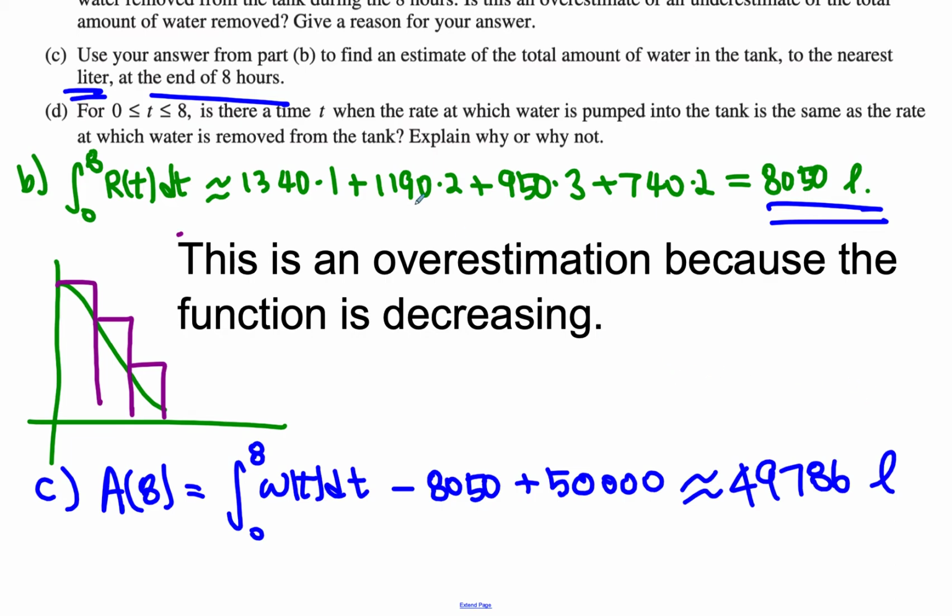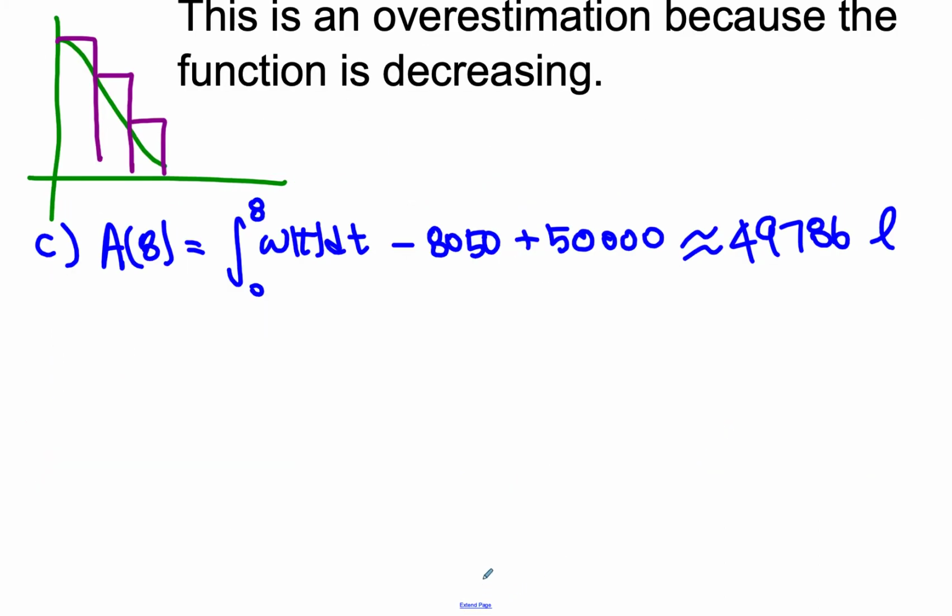Part D. Is there a time t when the rate at which water is pumped into the tank is the same as the rate at which it is removed? Wait a minute, so that means W of t is the same thing as the rate removed from the tank. The question wasn't when, but did it actually happen? So for part D, they're looking at W of t minus R of t. Will that in fact ever be equal to 0? That is the question.